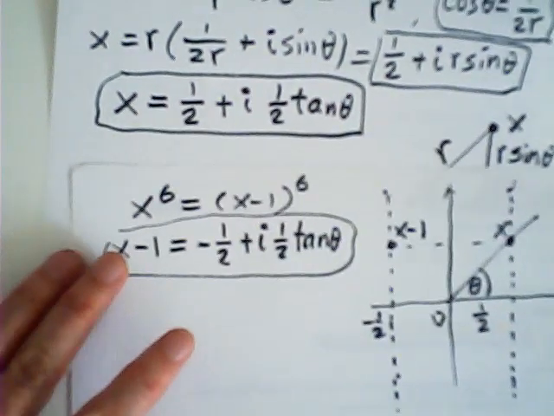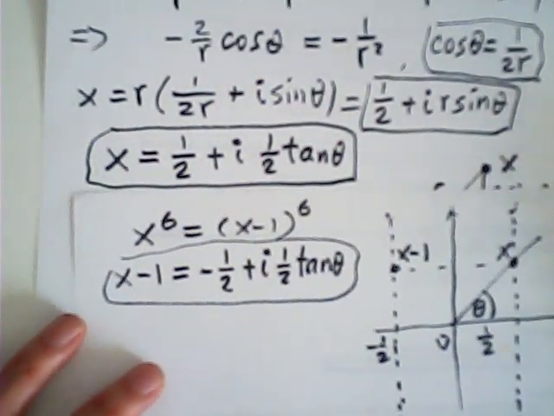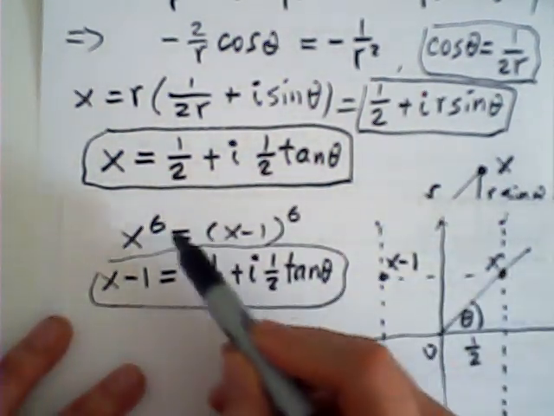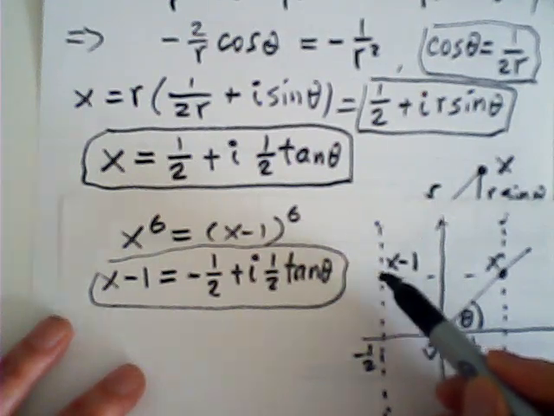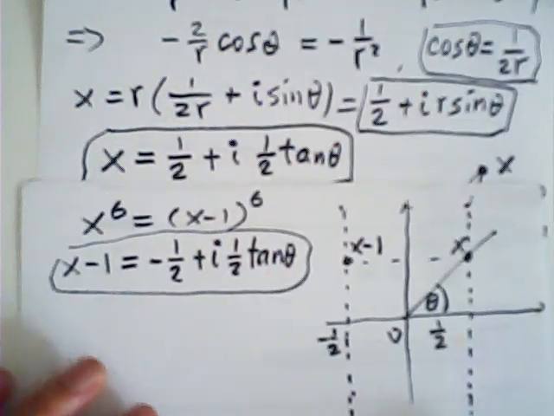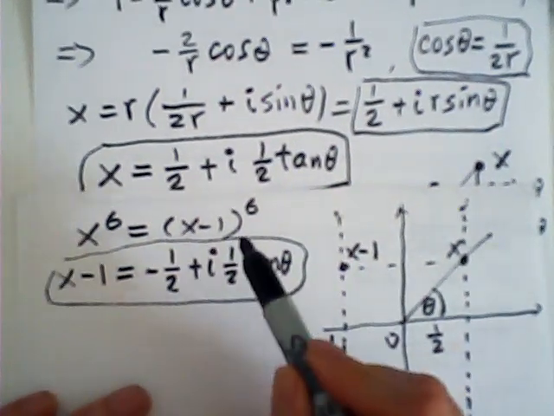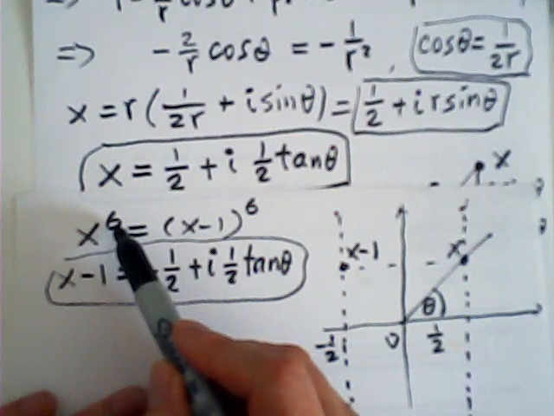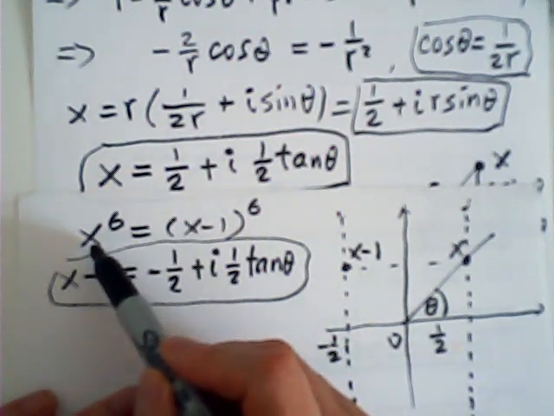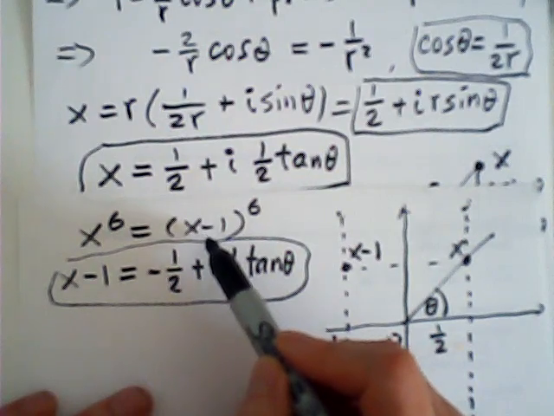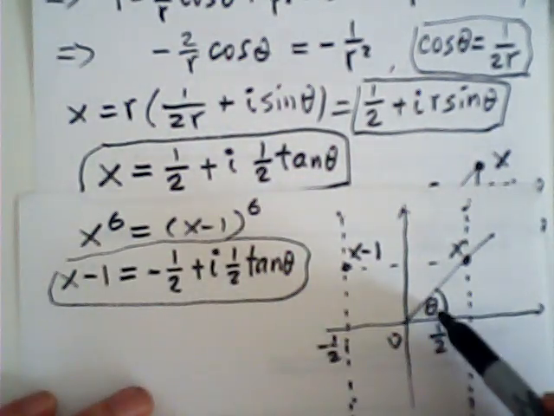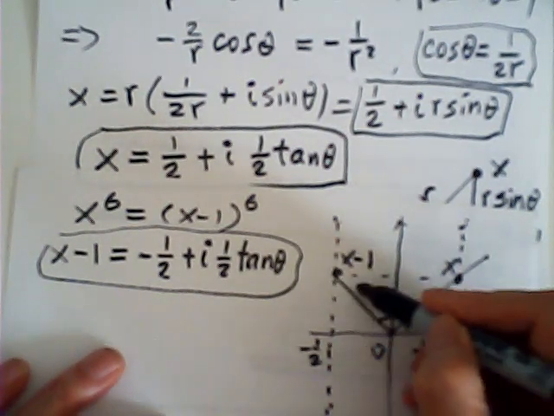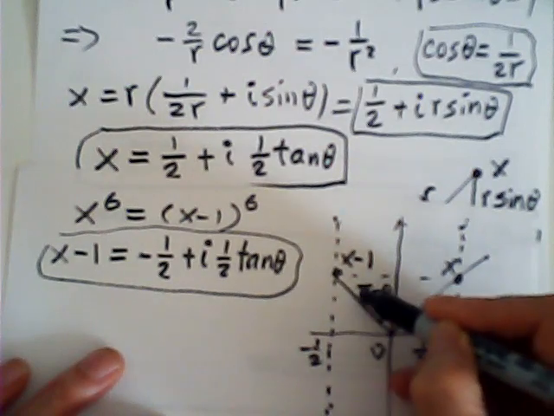Okay. Now, this equation says that this complex number's 6th power equals this complex number's 6th power. By using the De Moivre theorem, it says that this complex number has 6 times the argument. Now 6 times this argument is equal to 6 times that argument. This argument is theta. This argument is this angle, right? It's this angle. This is pi minus theta.